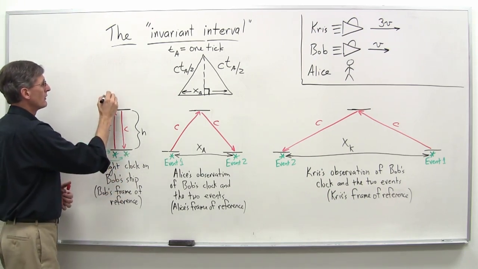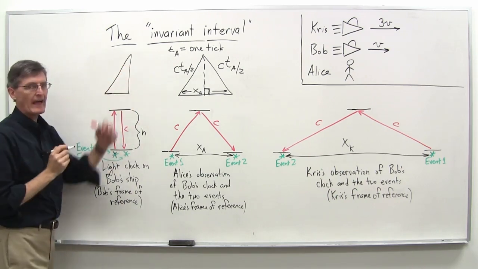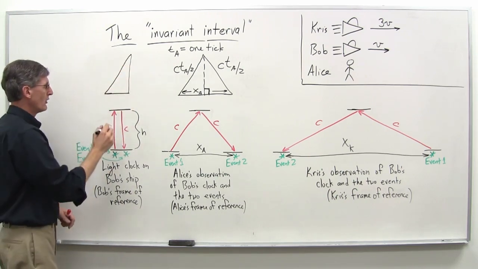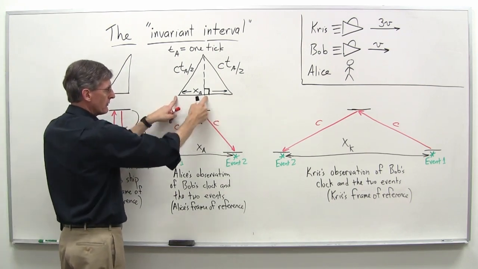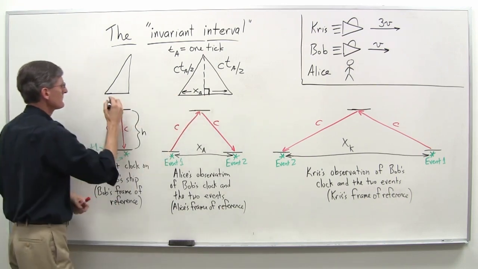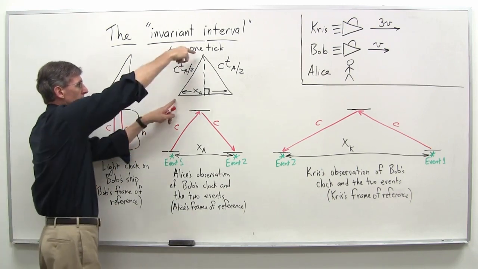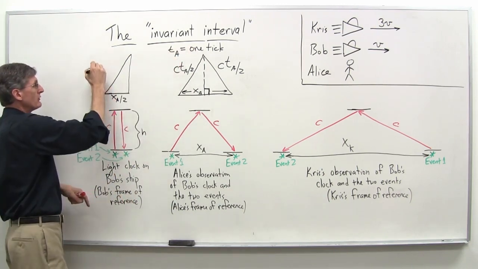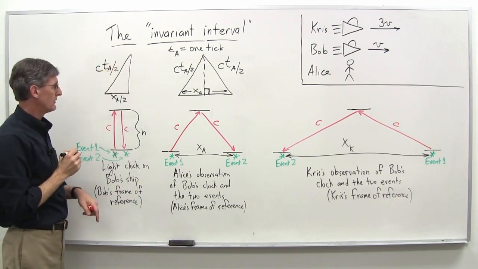So this is the triangle we're going to apply the Pythagorean theorem to. It's essentially half of that triangle. So this distance here is half of the whole distance by symmetry. We've cut it down the middle here. So this is xa over 2. This leg here is c ta over 2, speed of light, times half a tick by definition.